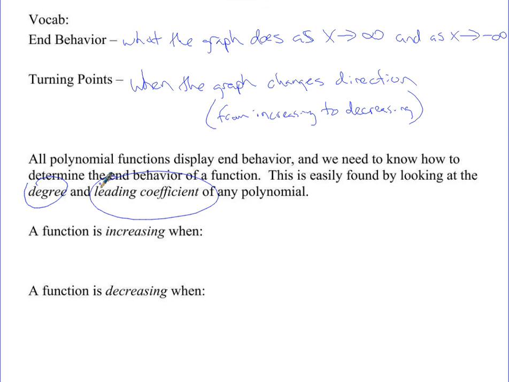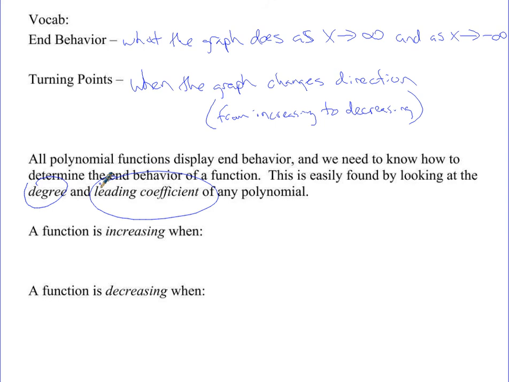Okay? The degree tells you if it's going to look like a snake or a U. The leading coefficient tells you if it's going to be starting low and ending high, or if it's going to be starting high and ending low, or if the U is going to be right side up, or if the U is going to be upside down. Okay? And we already know that from working with quadratic functions. If we had a negative x squared, the U was upside down. Okay? The same thing applies to all polynomials.